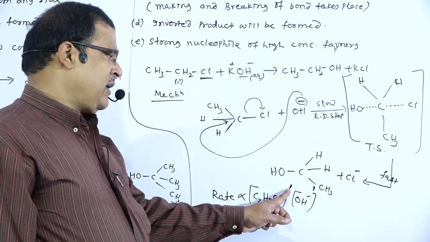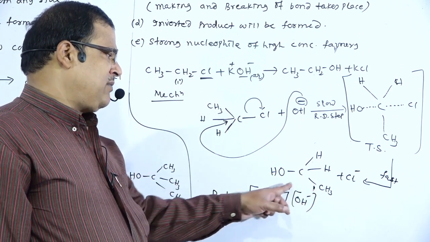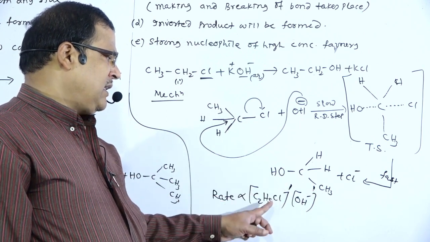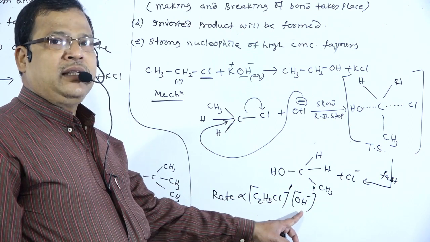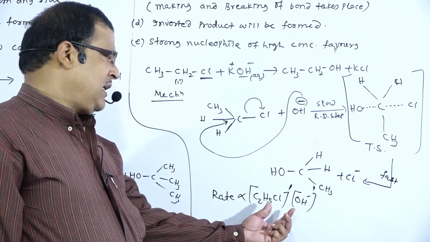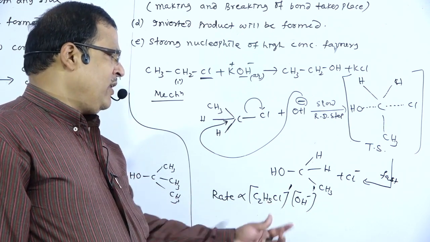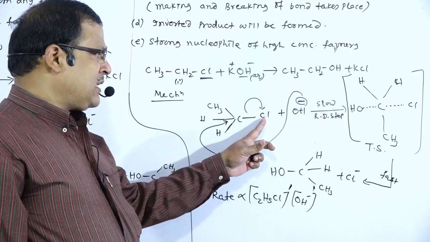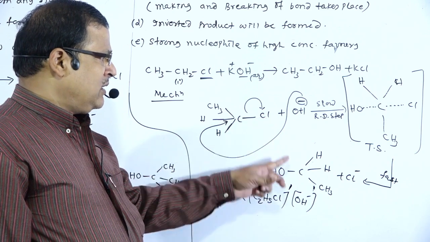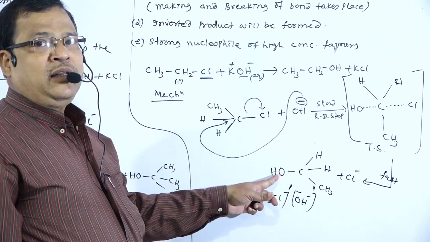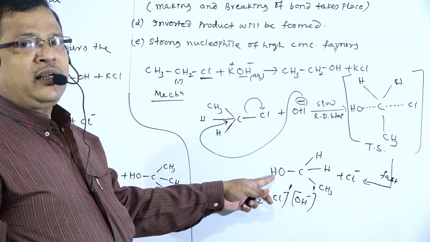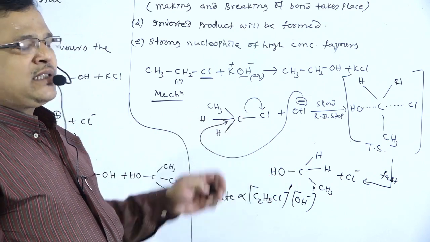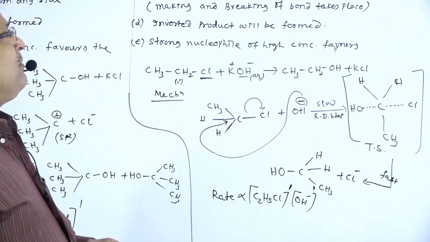SN2 is bimolecular, because at the rate determining step there is the involvement of two species, the alkyl halide as well as the nucleophile. Therefore, that is bimolecular. Then why an inverted product? Because the chlorine atom is removed from the front, but the OH group is attached to the back. Therefore, that is an inverted product. Next, we will discuss one by one whatever points we have given.